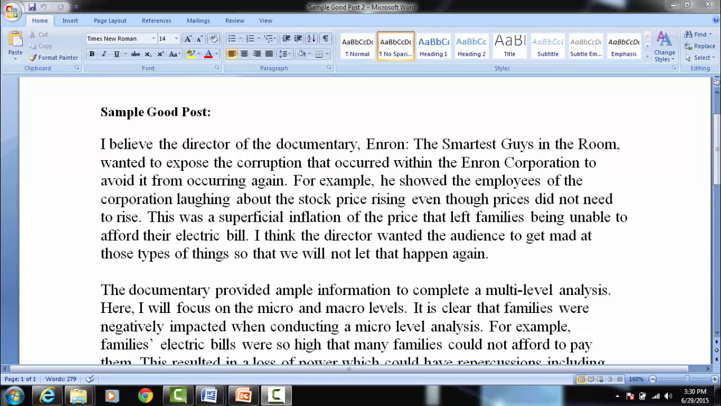Let's take a look at a good response to that Enron discussion board prompt. First of all, the question begins with, what do you think the director of the documentary wants people to know? The good post begins with, I believe the director of the documentary wanted to expose the corruption within the Enron Corporation. The first sentence clearly answers the first question raised by the prompt and uses some of the same keywords.